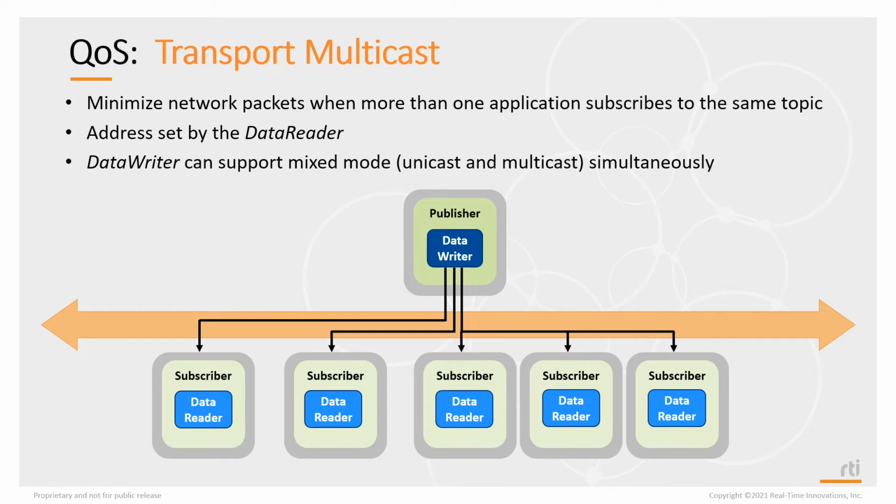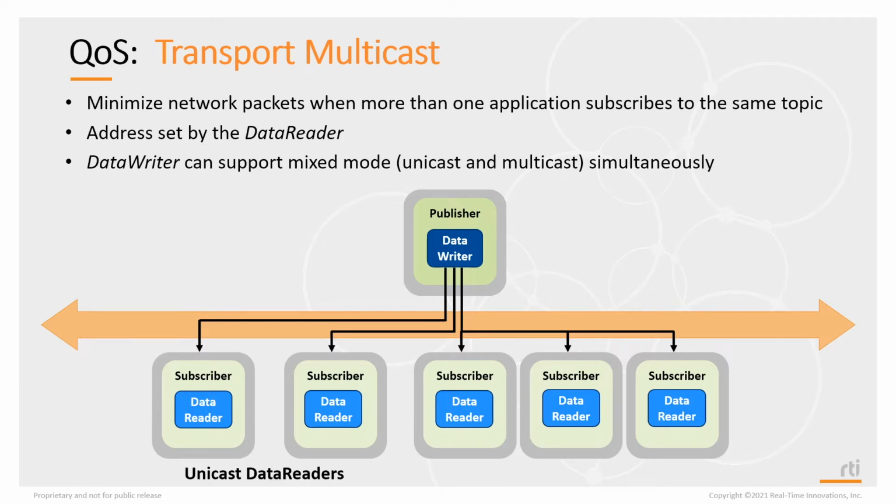Now, multicast only works on networks that support multicast. So specifically, it works with the UDP protocol. If configured, the data writer will use multicast to send data to data readers. You can also send data using unicast. Unicast is sending data to a specific IP address. So some data readers may want their data using unicast. Some data readers may want their data using multicast.